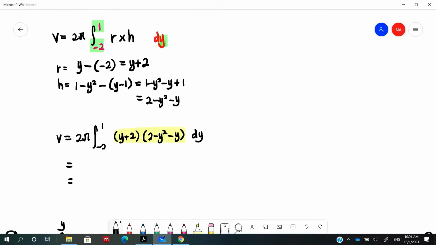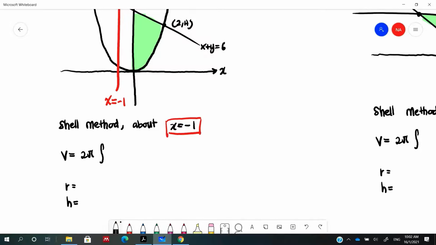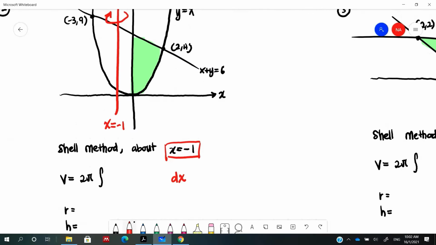All right, so let's look at this one. Now we want to rotate about x equal to -1. The first step is that when you are given a question, you look at the axis of rotation, and you go to that axis. x equal to -1 is somewhere around here. We know that it is rotated about a vertical line. So when it is rotated about a vertical line using the shell method, the formula should be in terms of x, dx.